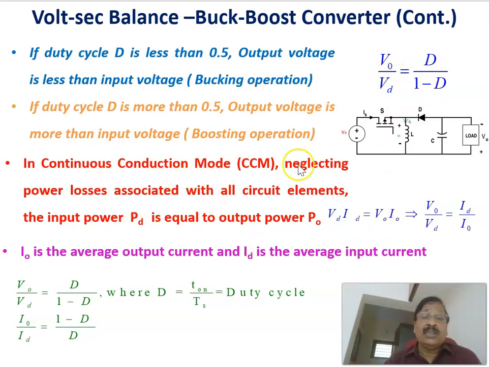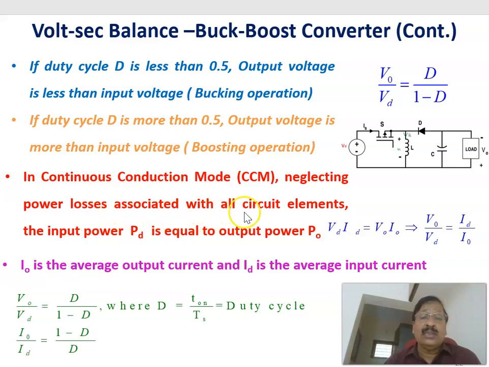Now, again, in continuous conduction mode, neglecting the power loss associated with all the circuit elements, the input power is equal to the output power. The input voltage is VD and the average input current is ID, so VD times ID equals the average output voltage V0 times the average output current I0. Assuming all of these are ideal, there is no loss in the inductor, capacitor, diode, or even the switch. In that case, V0 I0 equals VD times ID.